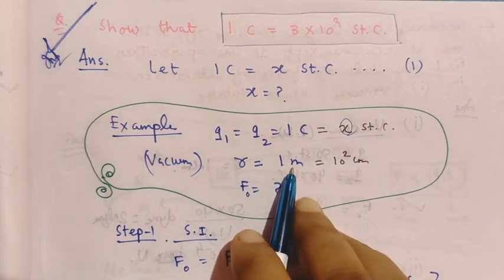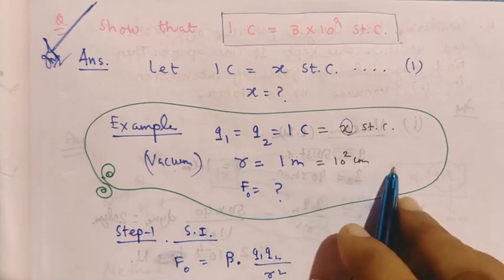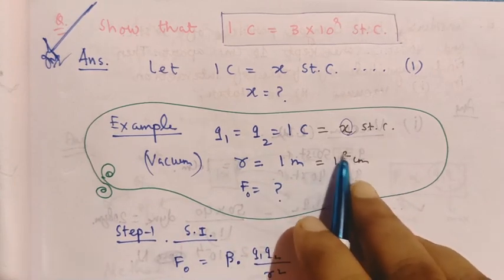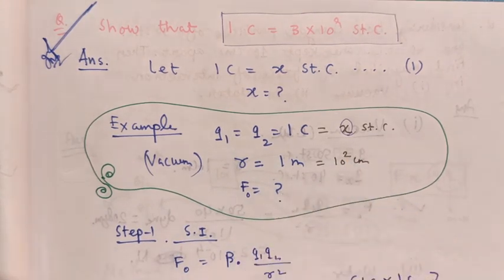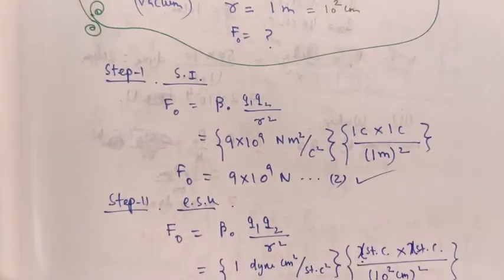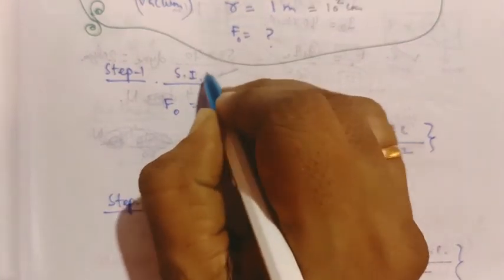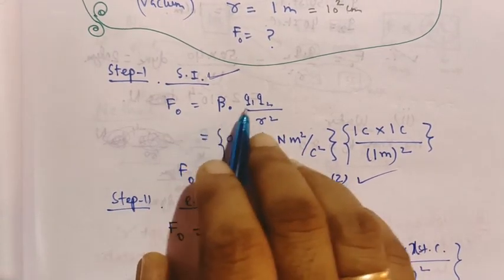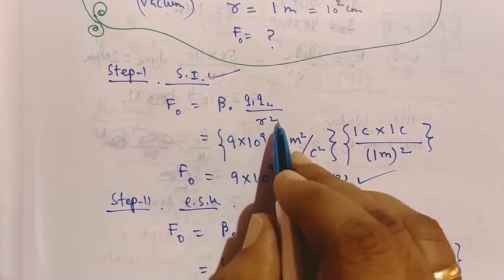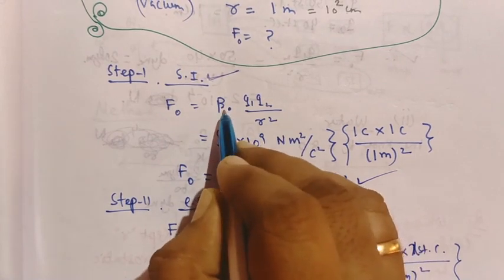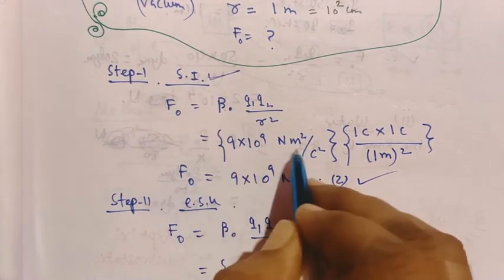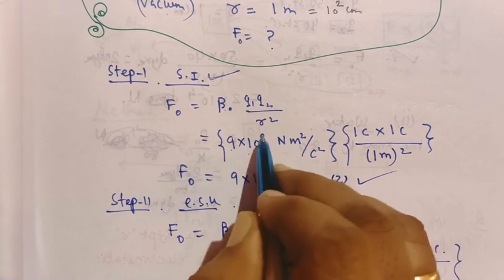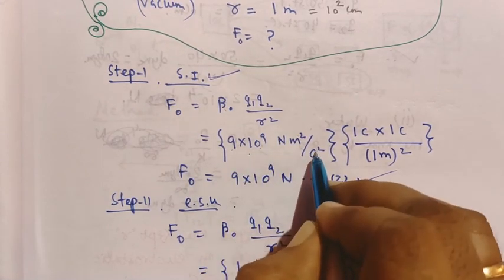1 meter is in SI unit, but you know what it is in CGS unit. The CGS unit value is 10 to the 2 centimeter. Then we will do the problem, first step in SI unit. You write the formula in SI unit: F naught is equal to epsilon naught, sorry, K Q1 into Q2 by R square. Remember, K in SI unit, so the K SI unit value is taken here: 9 into 10 to the 9 Newton meter square per coulomb square.